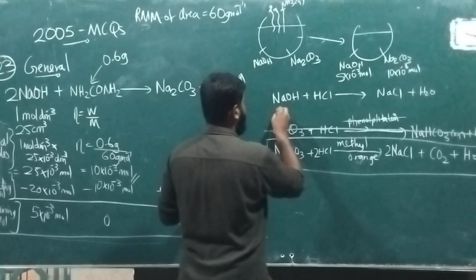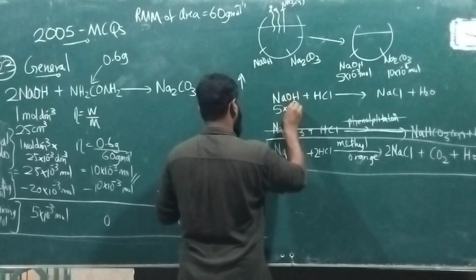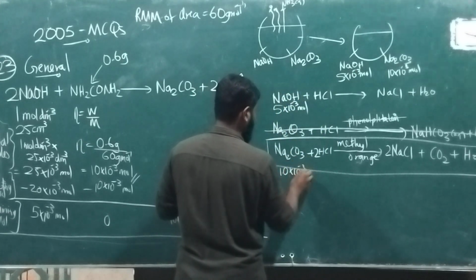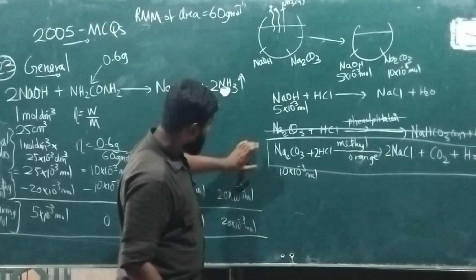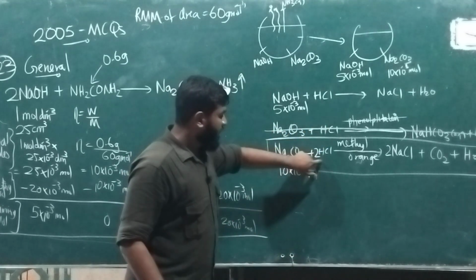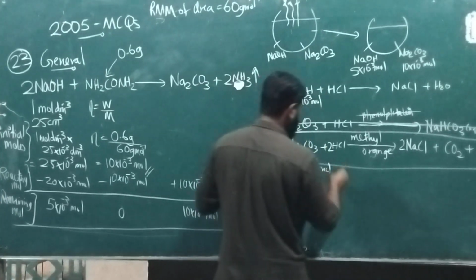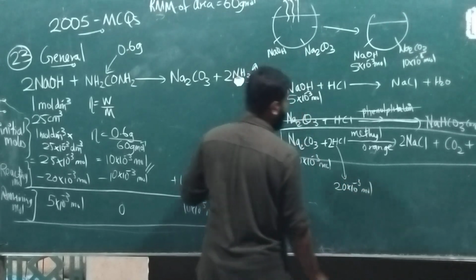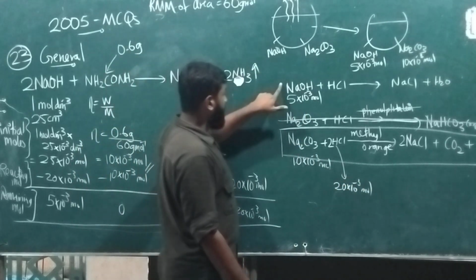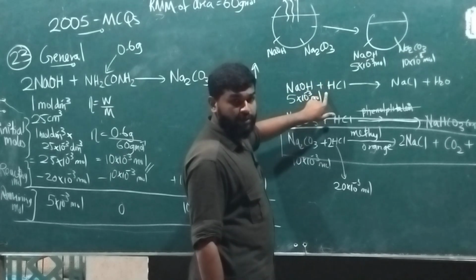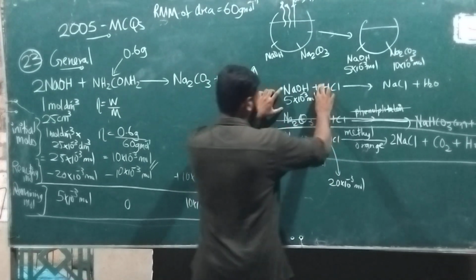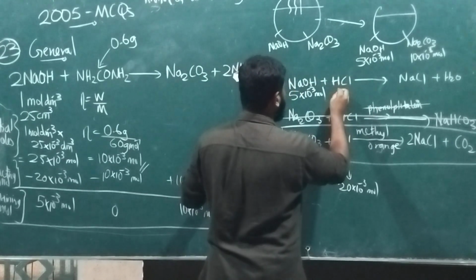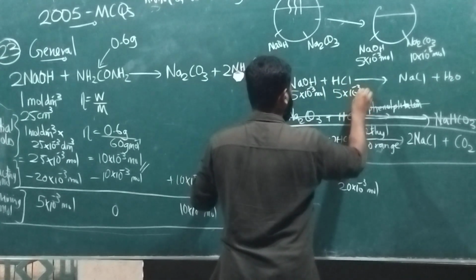So see here, we have 5 into 10 to the power minus 3 moles of NaOH. Here we have 10 into 10 to the power minus 3 moles of sodium carbonate. Now this is a 1:2 ratio, so in order to completely neutralize them, you need around 20 into 10 to the power minus 3 moles of HCl. Same case, 1 mole of sodium hydroxide needs 1 mole of hydrogen chloride. This is a 1:1 ratio. If 5 into 10 to the power minus 3 moles are required, then here also 5 into 10 to the power minus 3 moles of HCl is required.